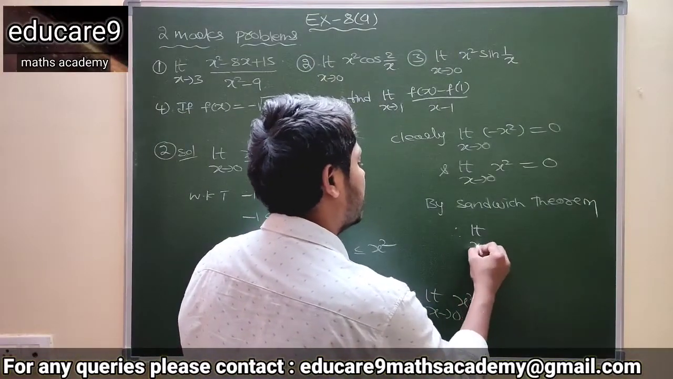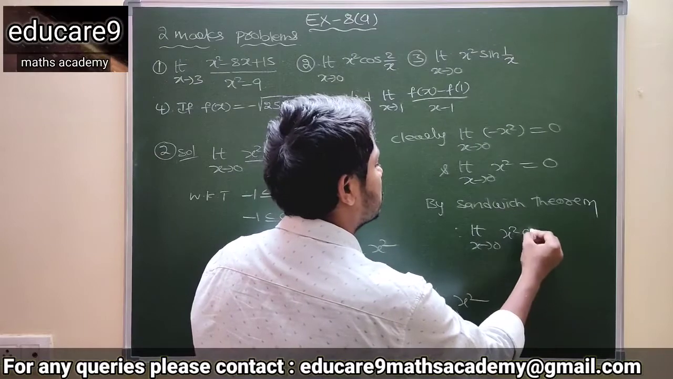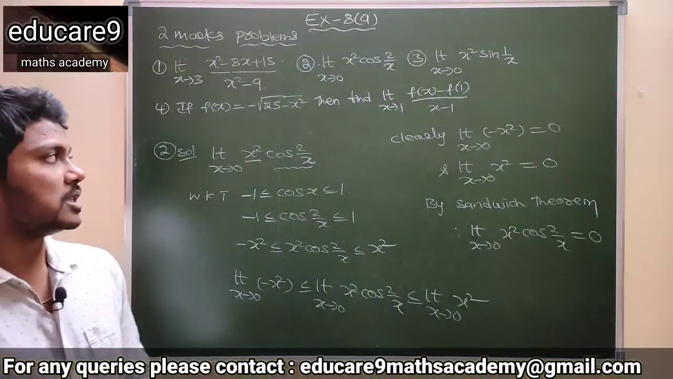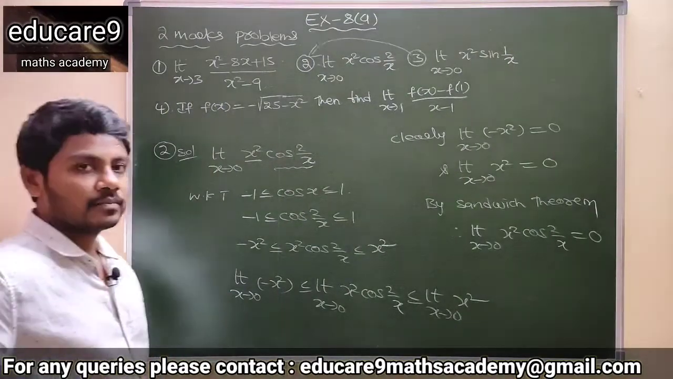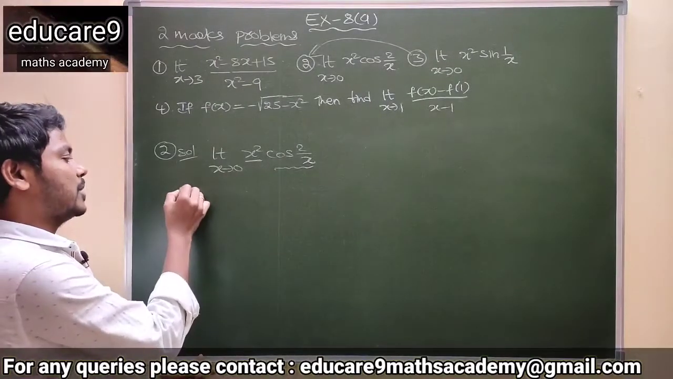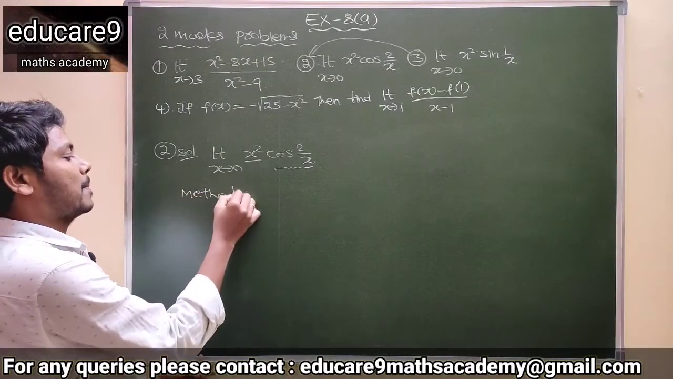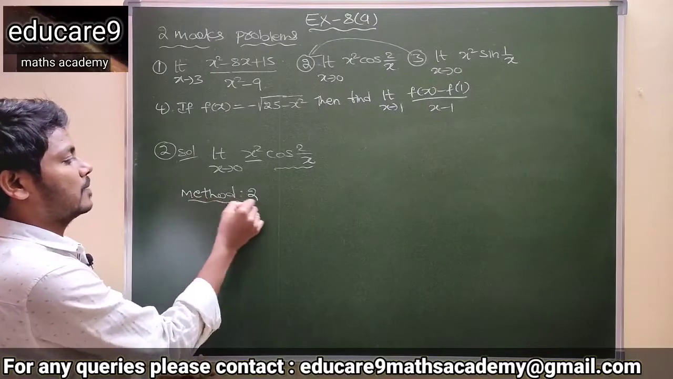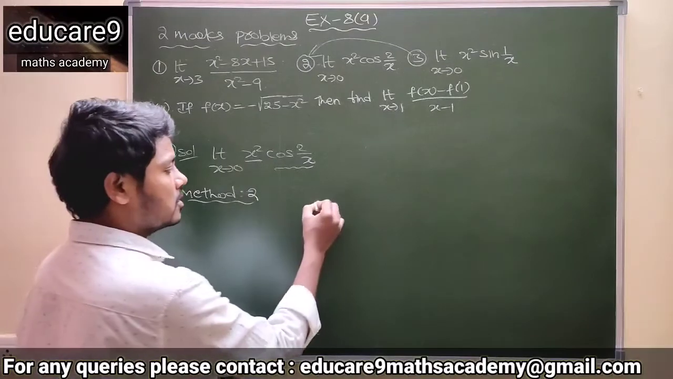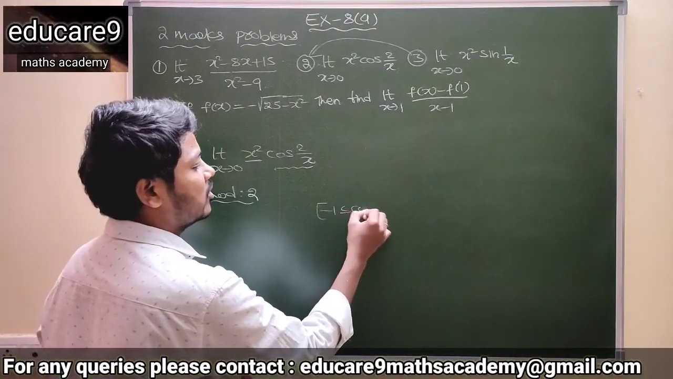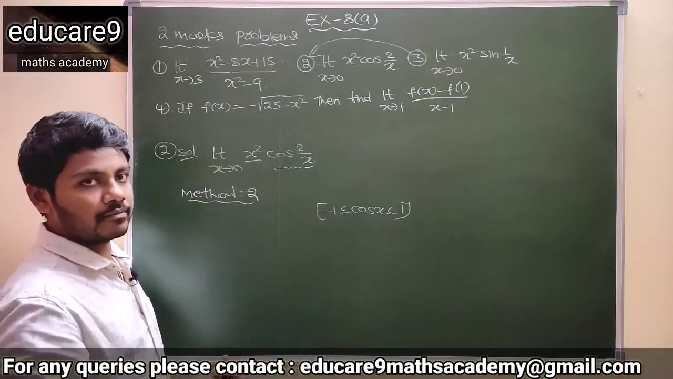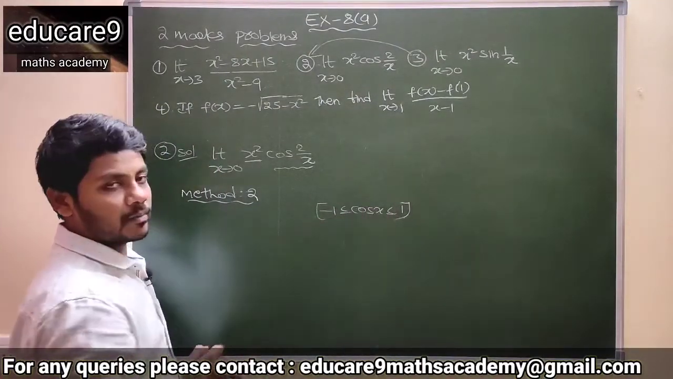Therefore limit x tends to 0 of x square cos 2 by x is 0. So this is method one. Now see method 2. You know the range of cos x: since minus 1 is less than or equal to cos x is less than or equal to 1, clearly cos x is a bounded value, meaning it has a lower limit and an upper limit.